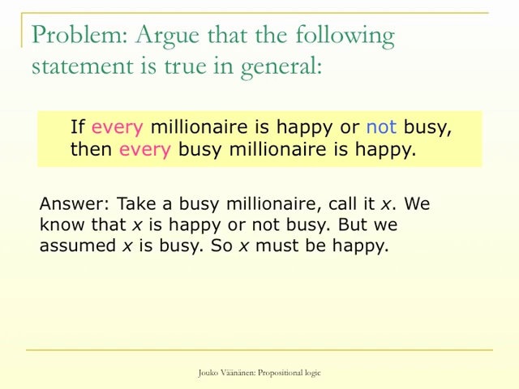Solution. Let's take a busy millionaire and call it X. We know by assumption that X is happy or not busy, but we assumed X is busy. So X must be happy. This simple informal inference is of the kind that is very typical to predicate logic, as we shall see when we define natural deduction in predicate logic in a moment.